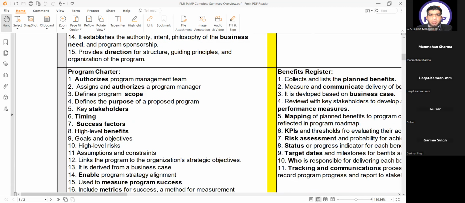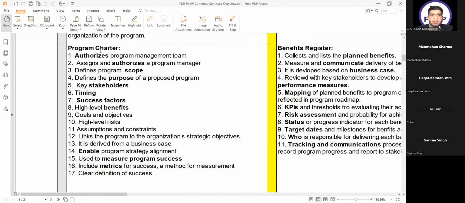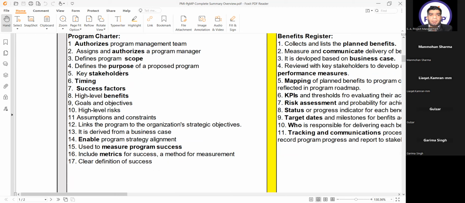Number 2 is program charter. What are the keywords in this? Number 1, authorizes program management team, assigns and authorizes a program manager, defines program scope, defines the purpose of a proposed program. It has key stakeholders, timing, success factors, high-level benefits, goals and objectives, high-level risks, assumptions and constraints, and links the program to organizational strategic objectives.